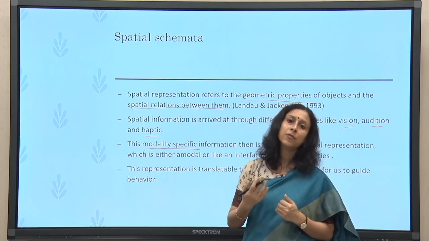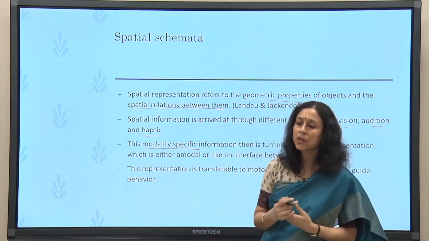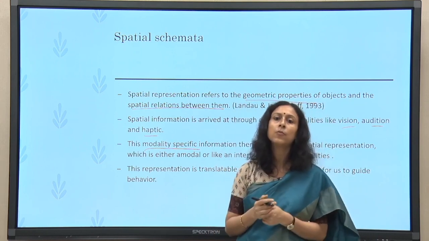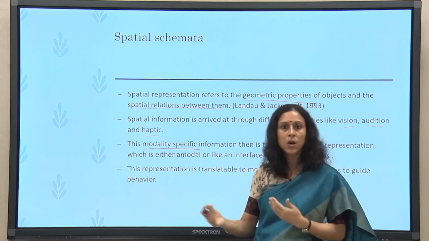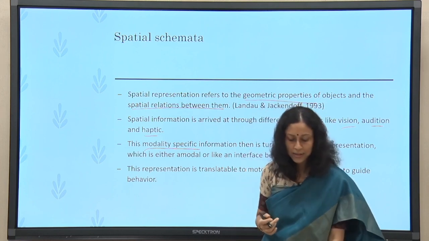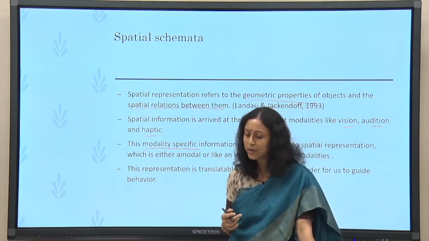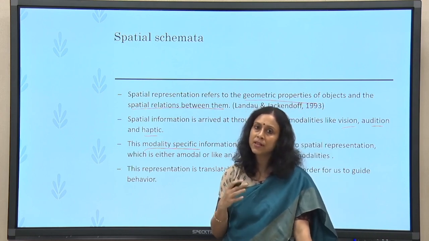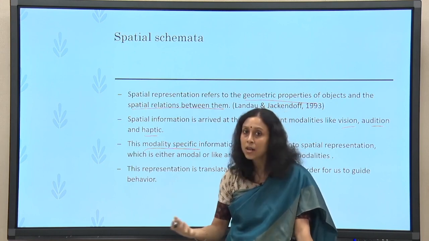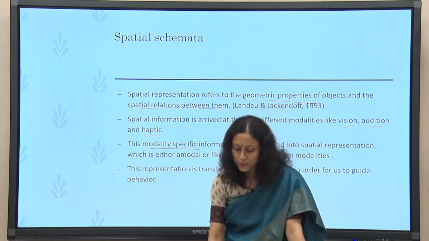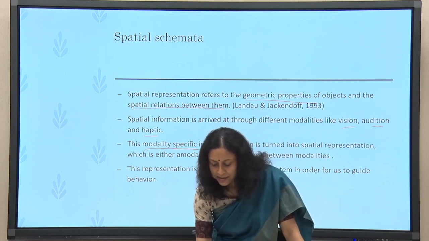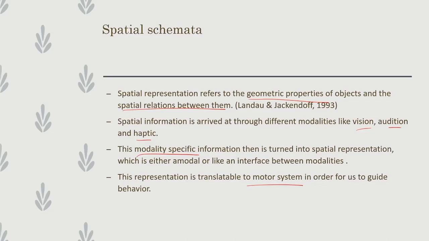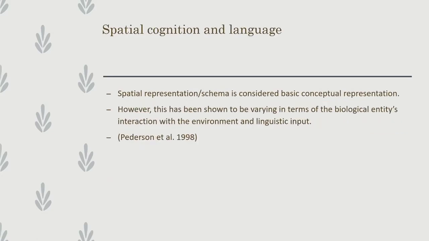What kind of behavioral output? It starts with a very simple notion of moving around. Until and unless we have figured out the layout of the room, we will be bumping into the objects. We never do that. That is of course a different domain of study altogether, body schema. But this is what we mean. So, the schematic representation has to be translatable to the behavioral output. This representation is translatable to the motor system, so that it can guide our behavior. So, this is the fundamental notion of spatial schemata.